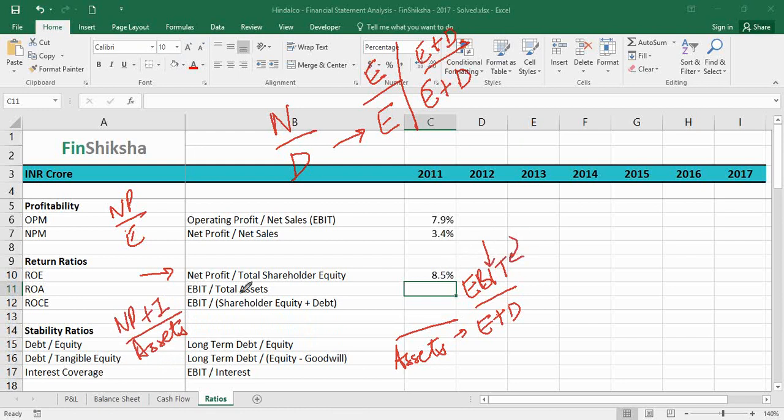The same argument also goes for something called return on capital employed, which is: what is the amount of money that has been put in by all stakeholders in the firm, and what is the return that they're generating, which is the EBIT on that, right? So that's the broader premise in terms of how these formulas would work.